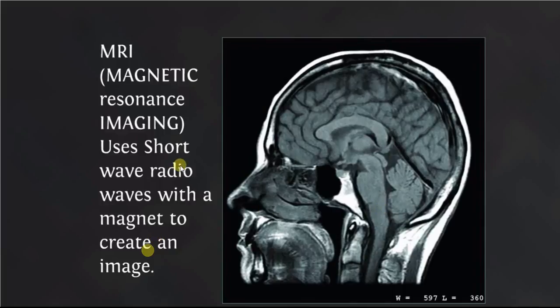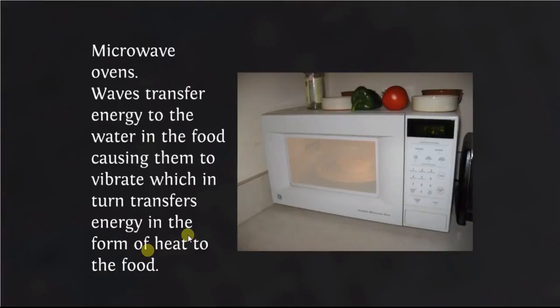You can see this guy's tongue. It's kind of cool looking. But it uses radio waves and a magnet to be able to create images of the soft tissue of a body.